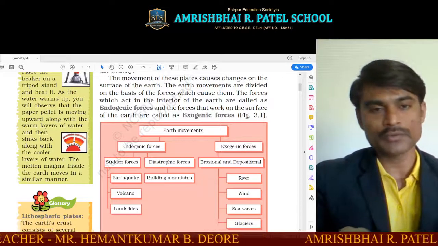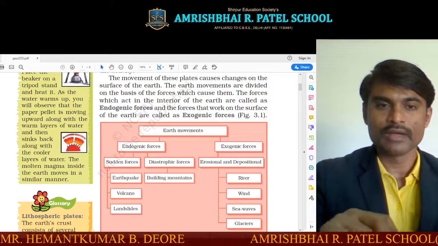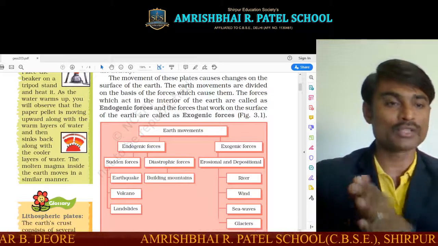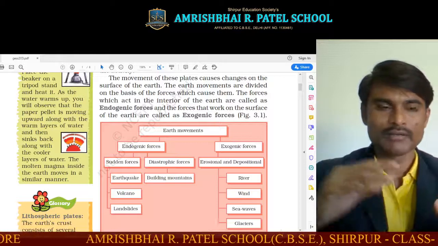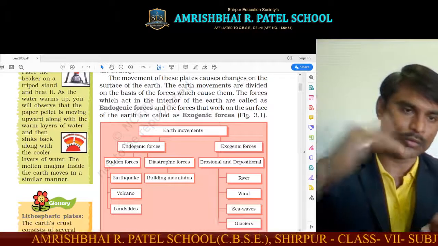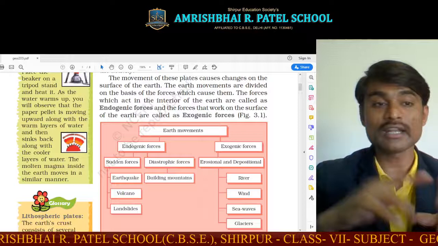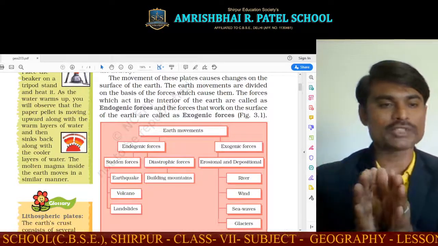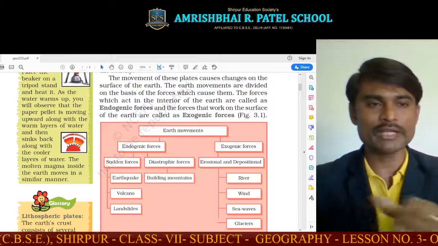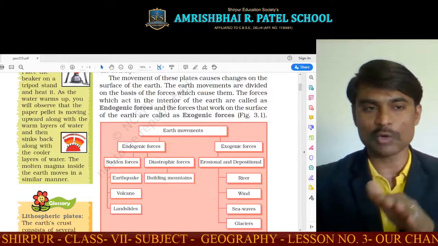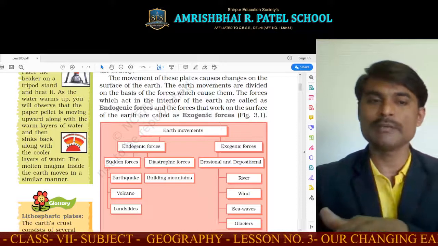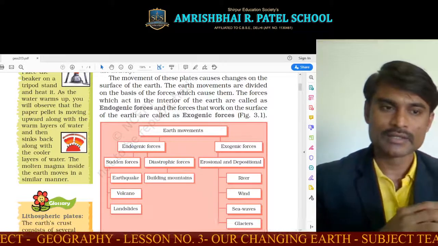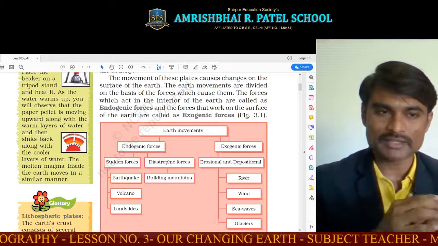Now another force is exogenic forces. Exogenic forces perform the activities of erosion and deposition. For example, when rivers come down from the mountains, they carry sand, silt, and alluvium with them. They deposit these on the banks of the river. When they meet some obstacles, only then will they be able to deposit the eroded material from the mountains. The example of this is the formation of plains.